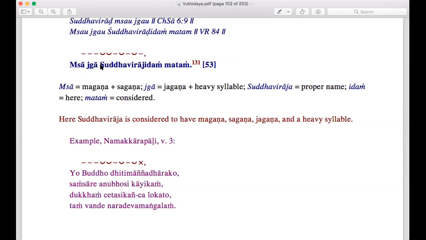Sud is also heavy, right? So Msaj, Ga, Sud is the Magana. Very low Magana, right? Msaj, 1 heavy syllable, Ga, 1 heavy syllable, Sud, 1 heavy syllable. So this is the Magana. And then comes the Sagana. The Vira is the Sagana. Jidang ma is the Jagana. And then Tang is the Garu. So Magana, Sagana, Jagana, and Garu is there.